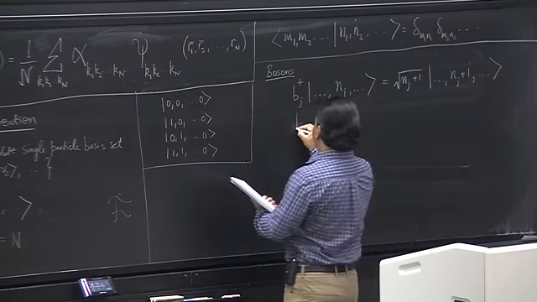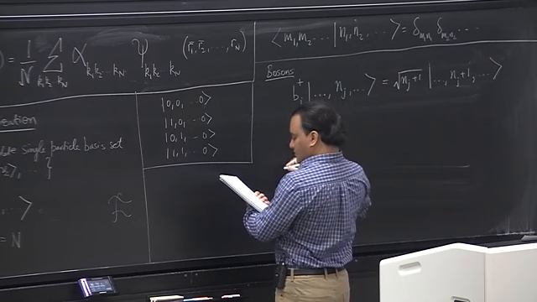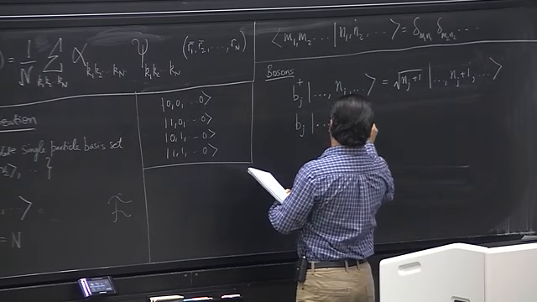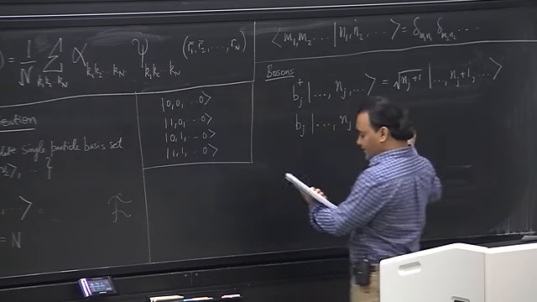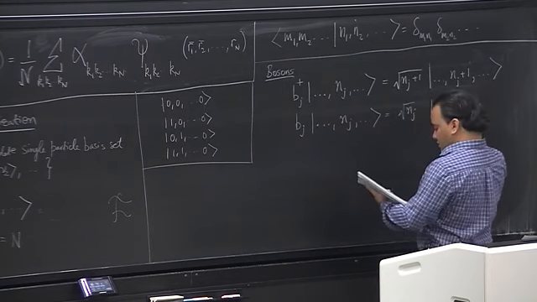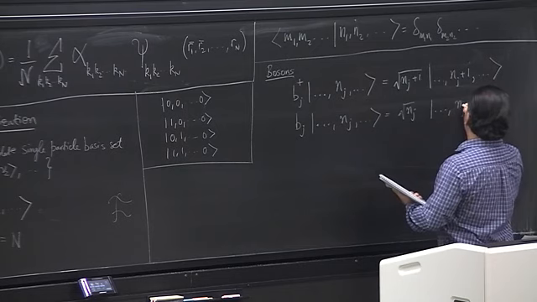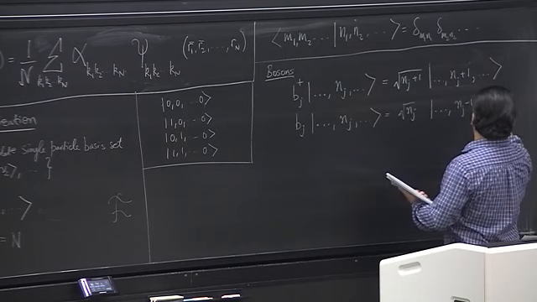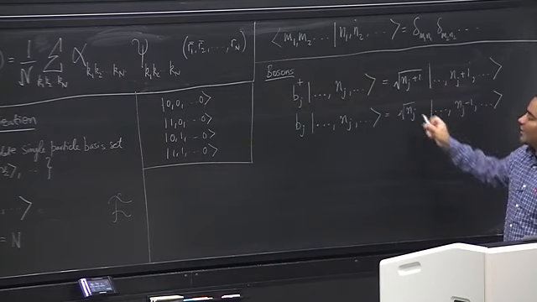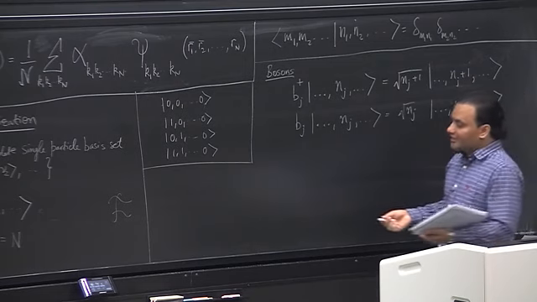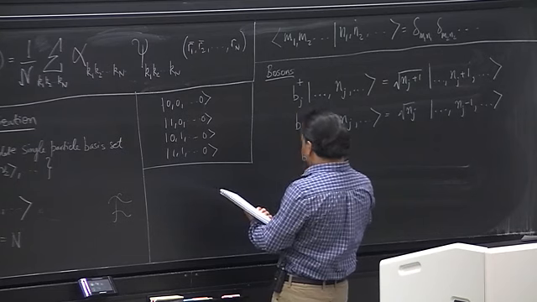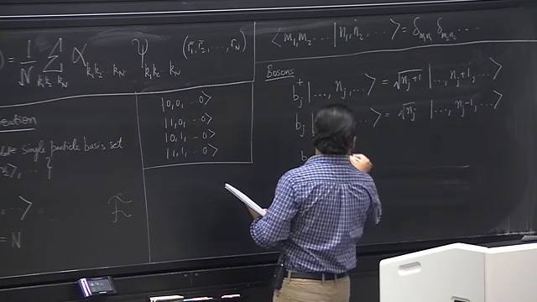And similarly you can define the annihilation operator b_j acting on this state n_j. This gives the factor square root of n_j, and now you have n_j minus 1. Now the choice of these factors, square root of n_j plus 1 and square root of n_j, is such that if you have the annihilation operator acting on the vacuum, you get 0.